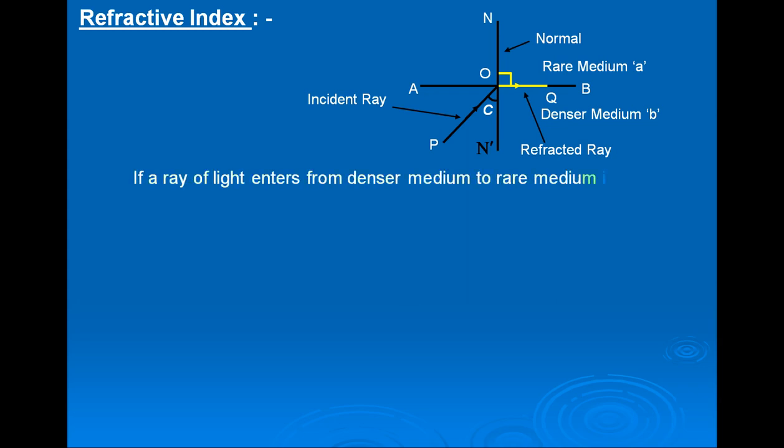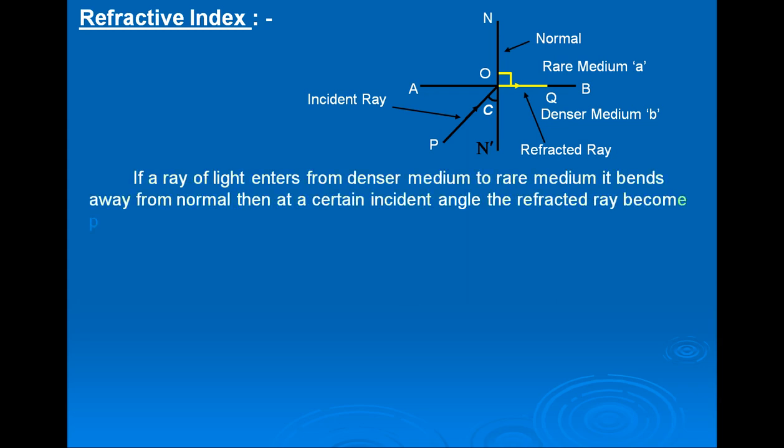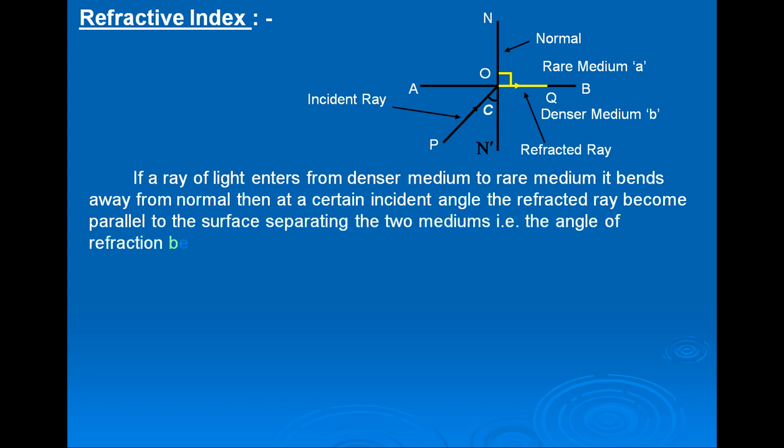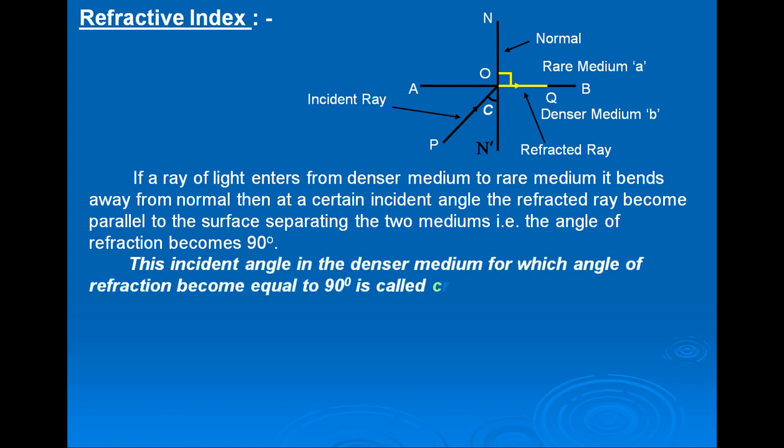Therefore, if a ray of light enters from denser medium to rare medium, it bends away from the normal. Then at a certain incident angle, the refracted ray becomes parallel to the surface separating the two media. That is, the angle of refraction becomes 90 degrees. This incident angle in the denser medium, that is C, for which the angle of refraction becomes equal to 90 degrees is called the critical angle C.